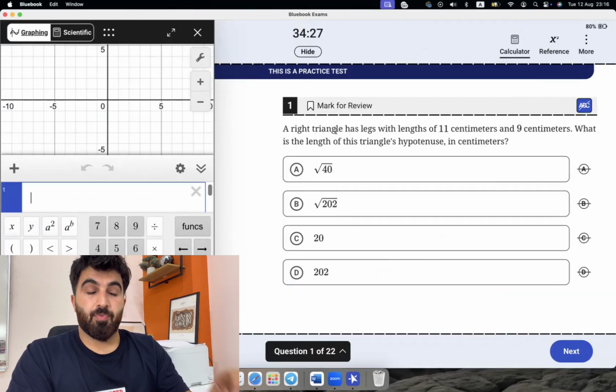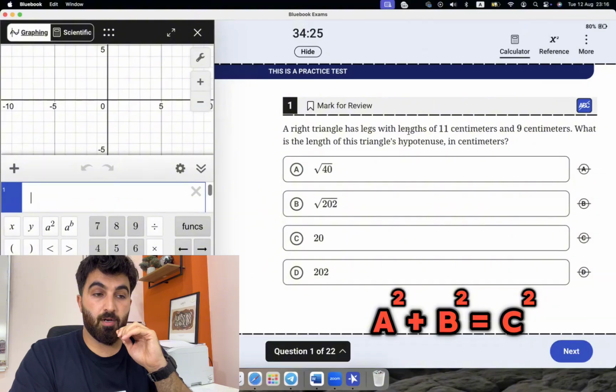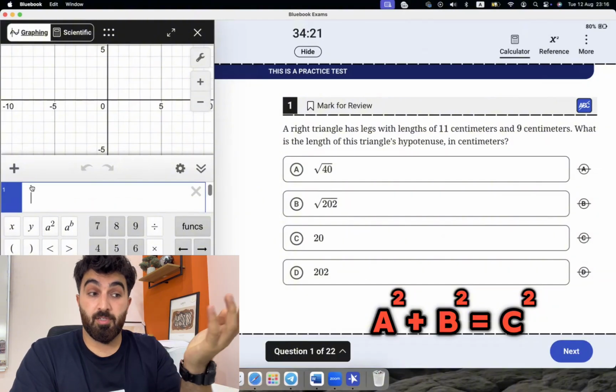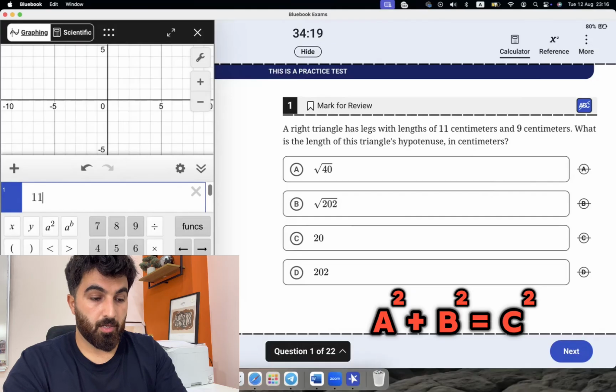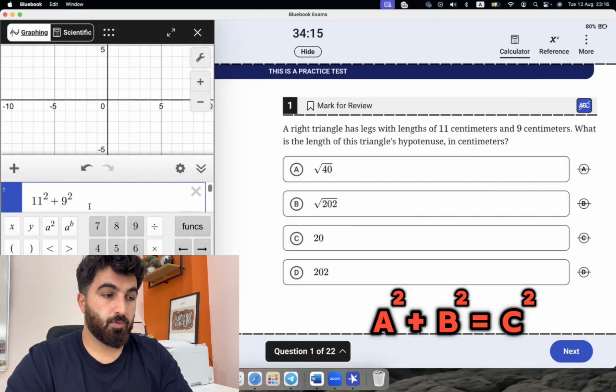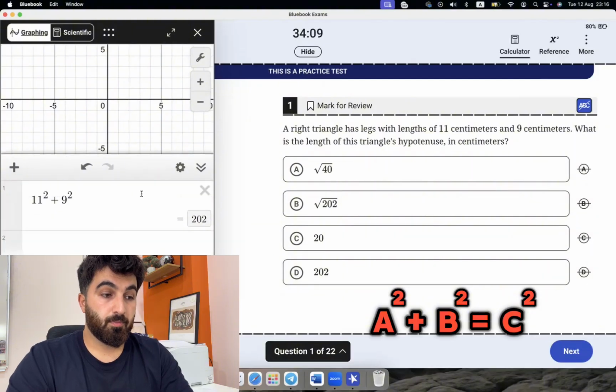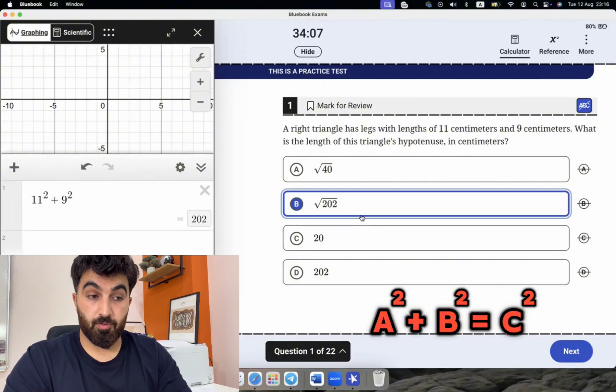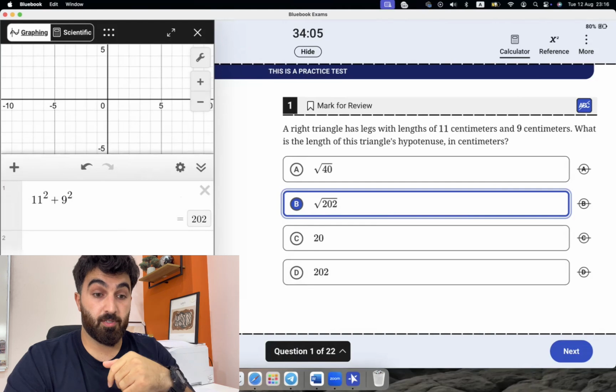Okay, guys, the right triangle has legs of 11 and 9. What is the length of the triangle's hypotenuse? This is Pythagoras, isn't it? 11 squared plus 9 squared is equal to 202, right? So what we will do is take the square root of 202, because a squared plus b squared is c squared.